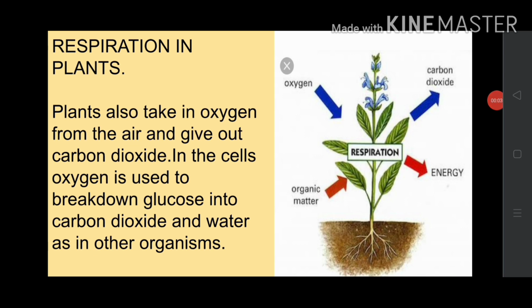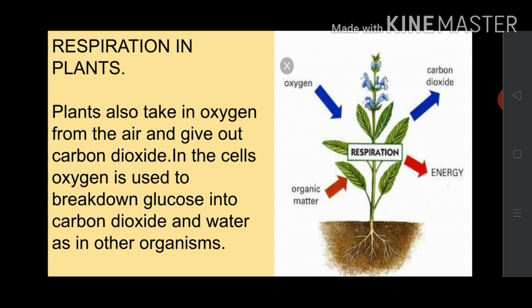Like other organisms, plants also respire for survival. They also take in oxygen from the air and give out carbon dioxide. In the cells, oxygen is used to break down glucose into carbon dioxide and water, as in other organisms.